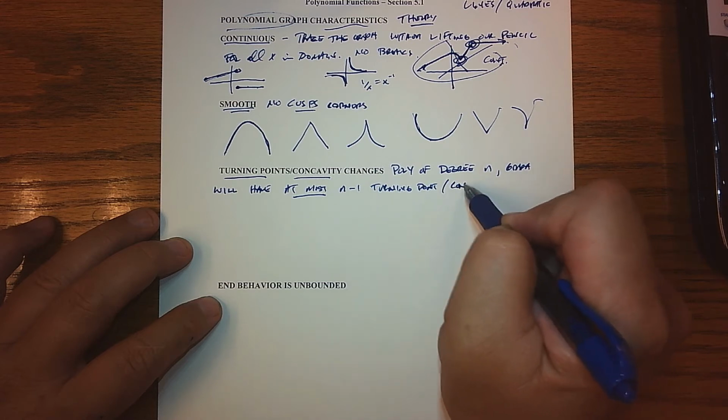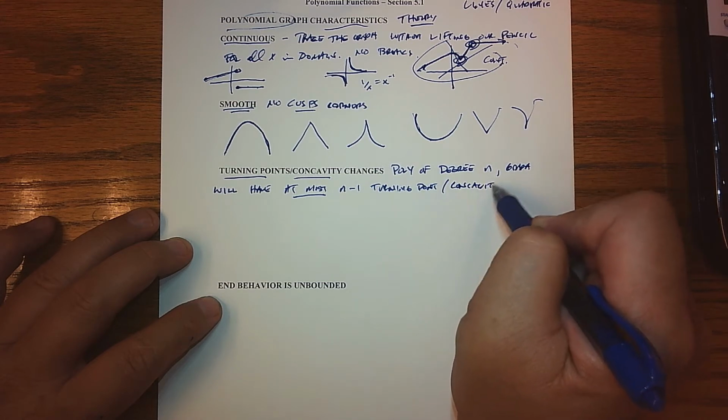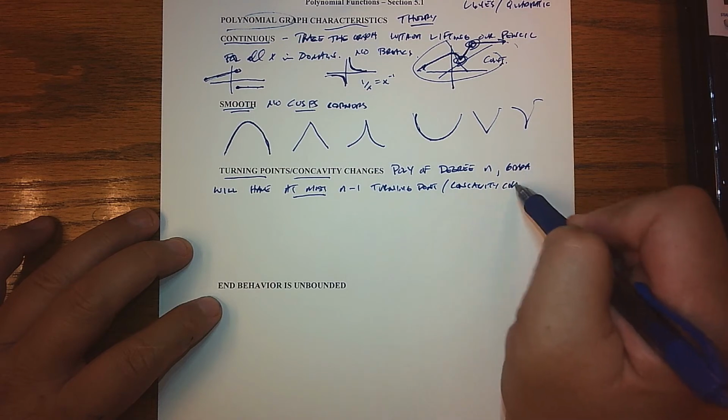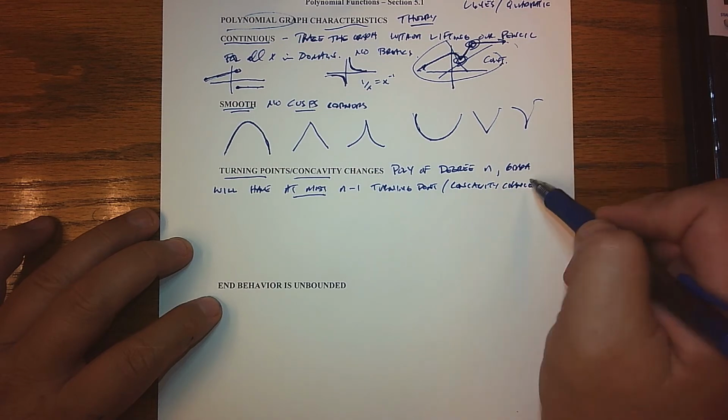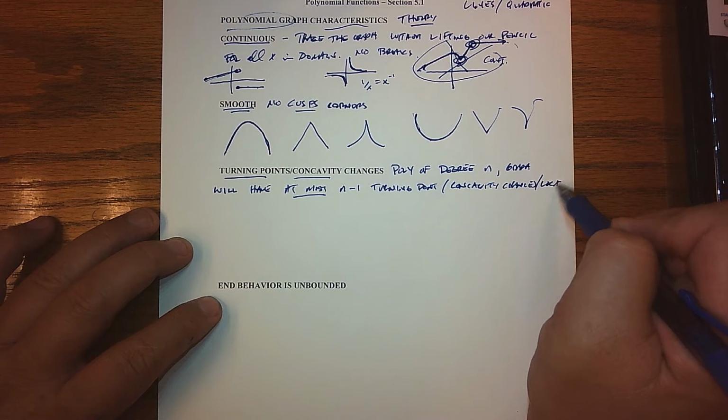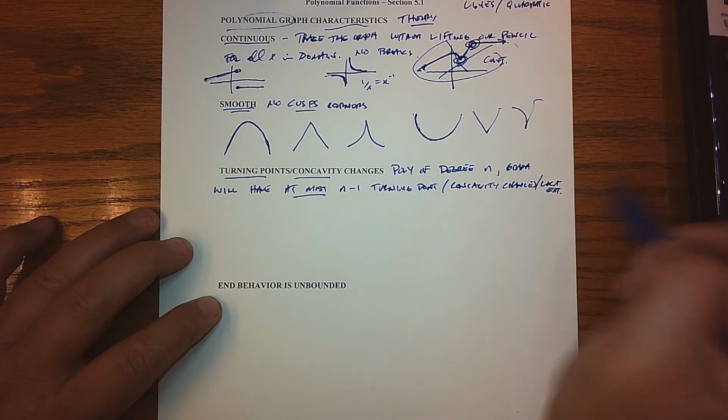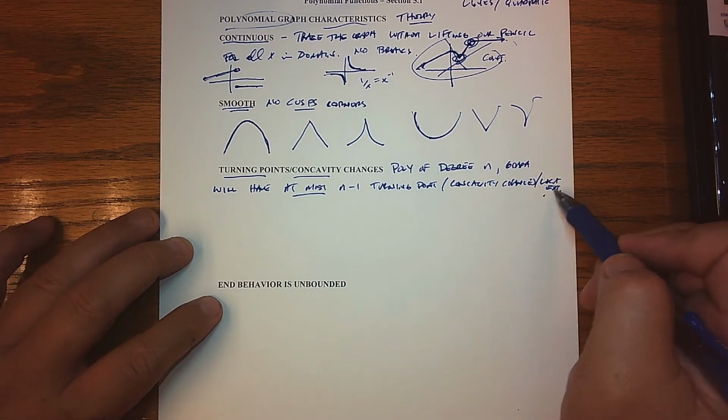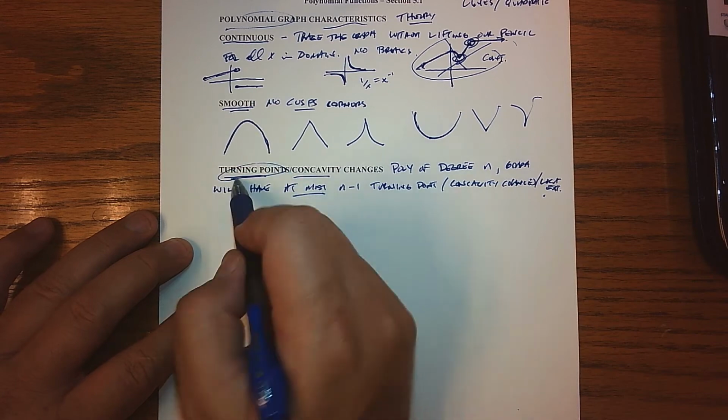I actually like to call them concavity changes. You'll see what I mean by that as we do more stuff. Or what you guys have playfully called local extrema. Okay, so when I hit a low point or a high point, that's what we call a turning point.